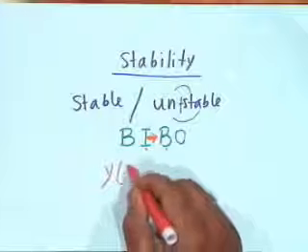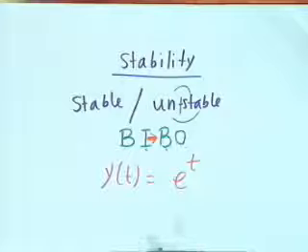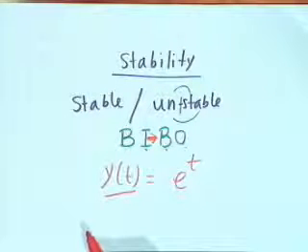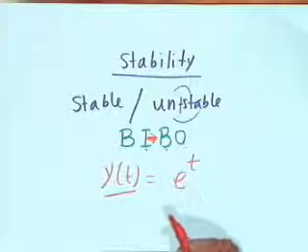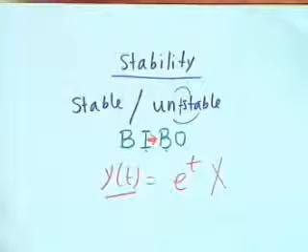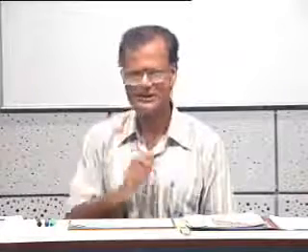As an example, y of t equals e to the t is an unstable system, because as t tends to infinity, y of t goes to infinity. It is not bounded. This is not correct, what I have said. Because t is also not bounded. That is correct. And therefore this is not a correct analogy. Alright. Let's consider another.